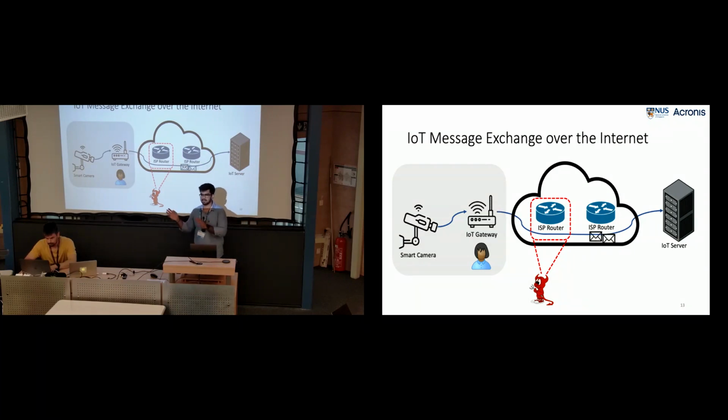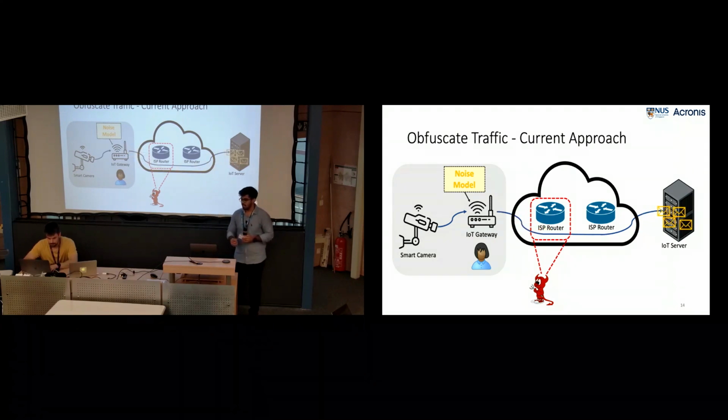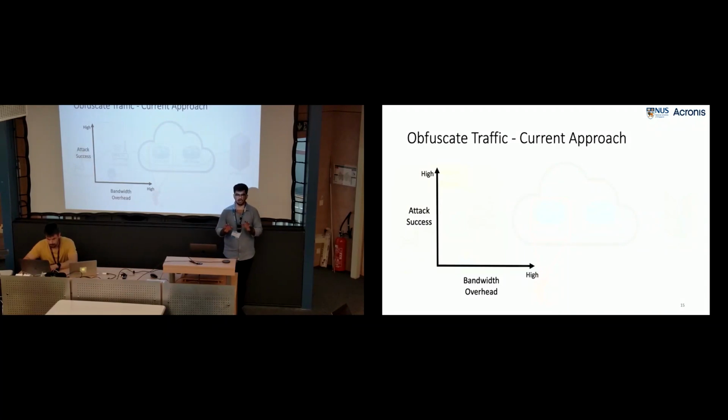Taking the same example as earlier, the smart camera is forwarding some packets to the IoT server. And once you have a noise model, the noise model will not just modify the legitimate packets, it will add some more packets, which actually leads to a bandwidth overhead. You have more and more packets being forwarded over the link. We try to summarize this in a trade-off between the bandwidth overhead that you expend for a defense and the attack success for any attacker. And we see for the current approaches, there are two broad cases.